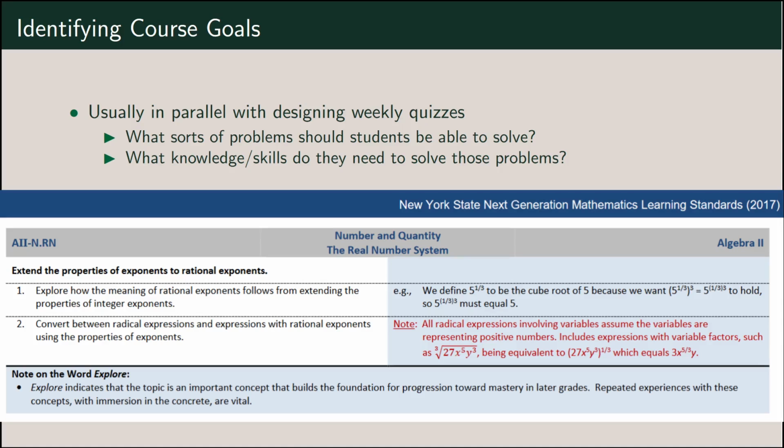For instance, New York State has the standard for Algebra 2, which is roughly equivalent to college algebra, "extend the properties of exponents to rational exponents." 1. "Explore how the meaning of rational exponents follows from extending the properties of integer exponents." Okay, that's not really testable, but 2. "Convert between radical expressions and expressions with rational exponents using the properties of exponents" is, and you can pull these both apart to get finer goals.